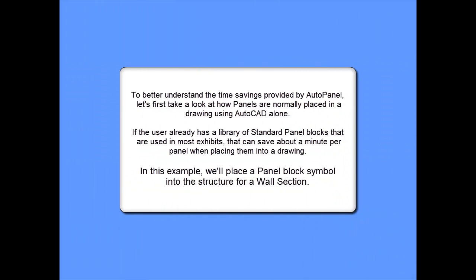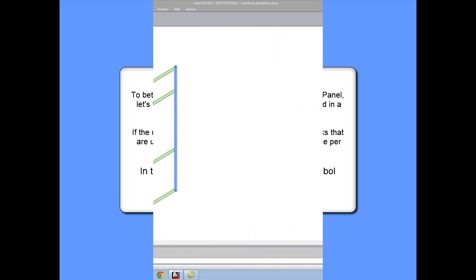To better understand the time savings provided by AutoPanel, let's first take a look at how panels are normally placed in a drawing using AutoCAD alone. If the user already has a library of standard panel blocks that are used in most exhibits, that can save about a minute per panel when placing them into a drawing. In this example, we'll place a panel block symbol into the structure for a wall section.